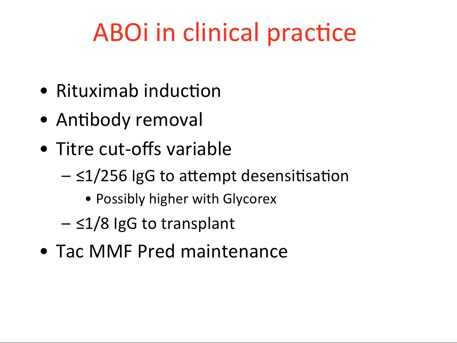Now, as I've said, comparing titer cutoffs is a very dangerous game, but many centres would not attempt desensitization if the IgG titer is greater than 1 in 256. They might do with GlycoRx columns. And typically, most centres would be happy to proceed to transplantation once they had removed sufficient antibody to get the titer level down to less than or equal to 1 in 8. I prefer to see it at 1 in 4 or 1 in 2. And then almost all these programs have tacrolimus, MMF and prednisolone maintenance, although you will see some steroid-free regimes now.